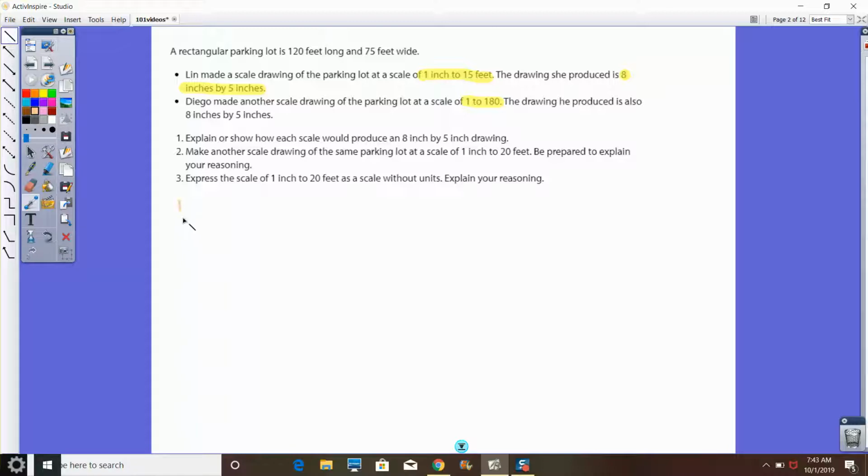So let me draw a rough rectangle. I've got to use my line tool because for some reason my polygon tool is not working. So if this is not straight, just forgive me. Okay, so let's go with this.